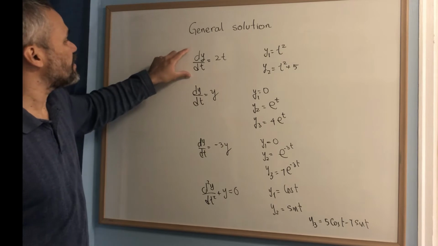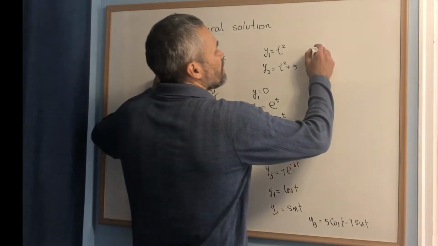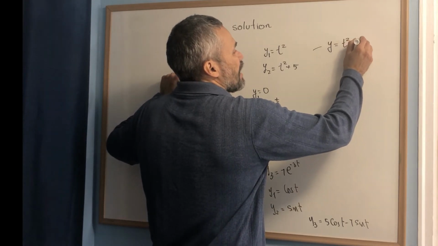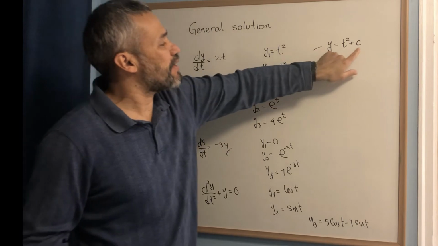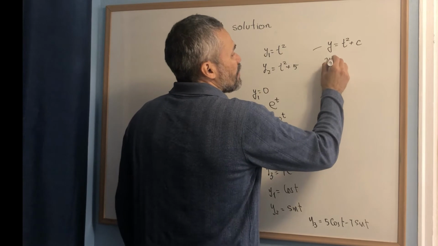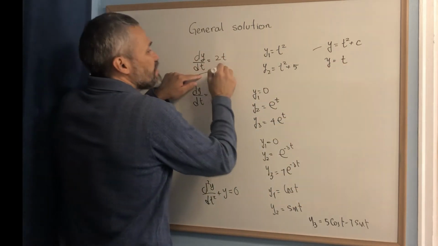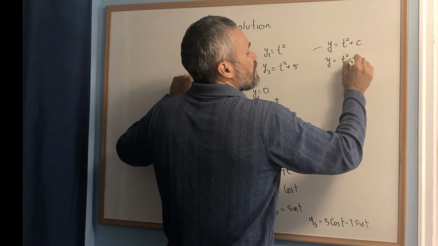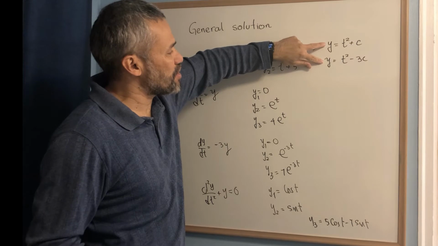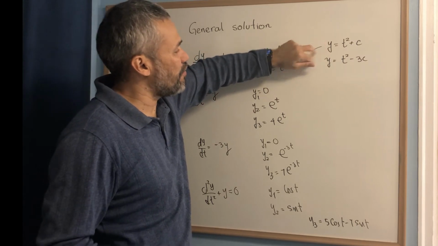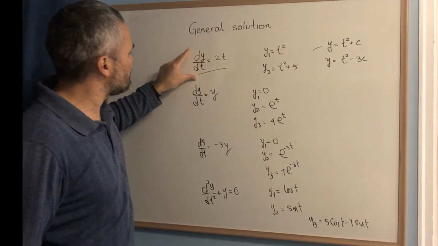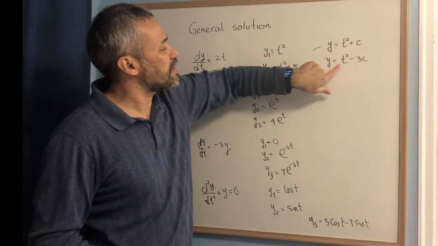But in this case, we're going to see that a possible general solution is something like t squared plus a constant, right? And it doesn't matter what constant we pick, this is going to be a solution. Also, we can write a general solution for this differential equation as t squared minus 3c. We notice that they may look different, but they accomplish the same task: for any solution that you get for this differential equation, you can find a constant such that this is a solution.